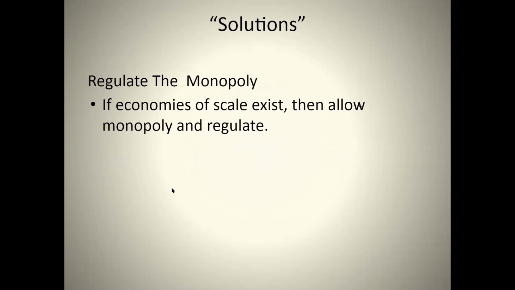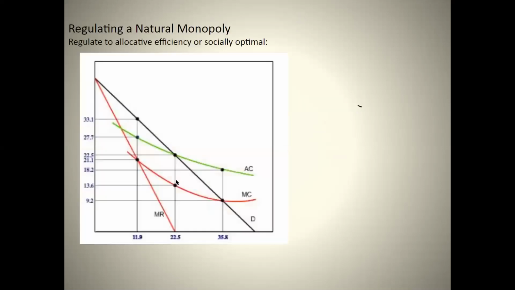Regulated monopolies is a solution that we have used here in the United States. And we use them oftentimes where economies of scale exist. We want to allow for the monopoly, but we want to regulate the monopoly to make sure that the price of the product is not too high for the consumer. So we use this with electric companies, for example. So let's look at ways we can regulate a natural monopoly. How can we regulate them?